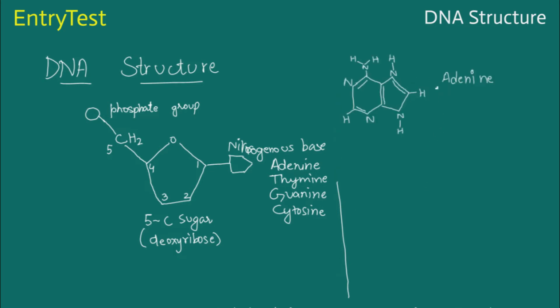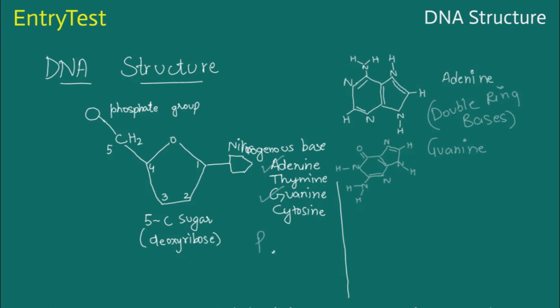So this over here in the yellow color is a structure of the adenine. The second base that you can see in blue color is guanine. So as you can see, adenine and guanine, both of them are known as double ring bases. And another word that we use for both of them is purines. So adenine and guanine are purines, double ring bases.